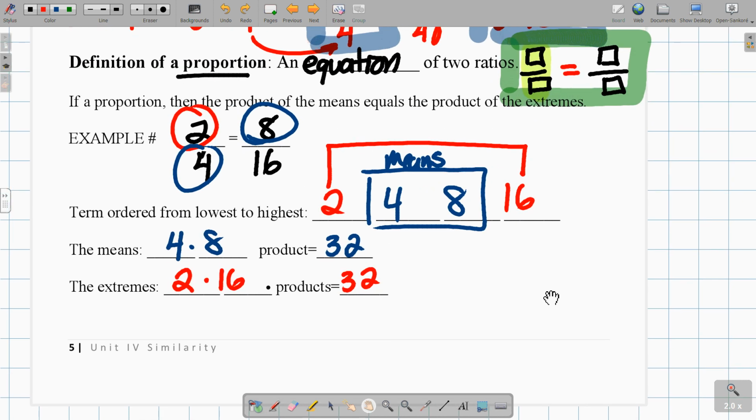So you guys notice this one simple thing. The product of the means is the same as the product of the extremes. That's a very technical way of saying something you're already quite familiar with, cross multiplication. When there is a proportion, when you cross multiply, you're going to get the same thing. That's the product of the means equals the product of the extremes.